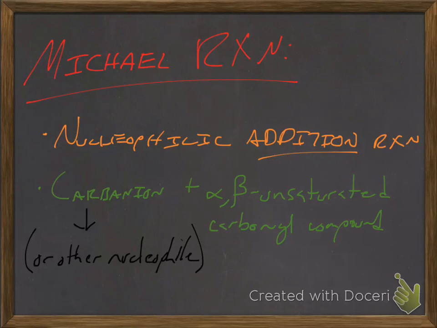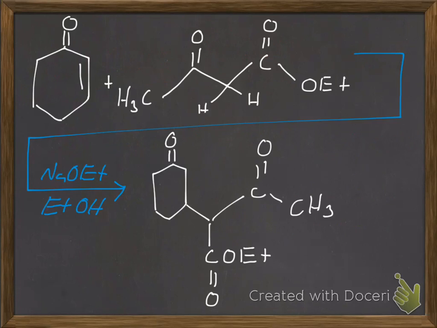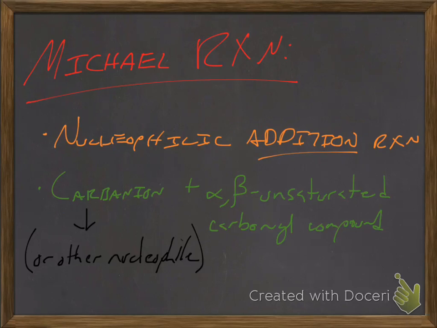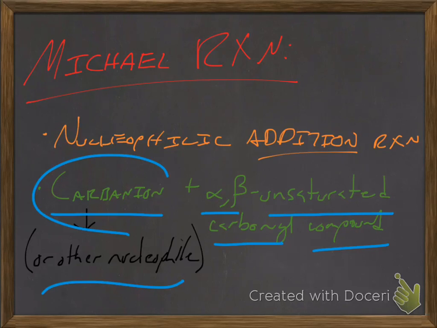All right, so in this video, I would like to talk about the mechanism behind a Michael reaction. I have a sample reaction for us to do here, but first, let's talk about what exactly a Michael reaction is. As I have written here, a Michael reaction is a nucleophilic addition reaction, sometimes simply referred to as just a Michael addition. A Michael reaction involves the nucleophilic addition of a carbanion or some other nucleophile, but most commonly a carbanion, to an alpha-beta unsaturated carbonyl compound.